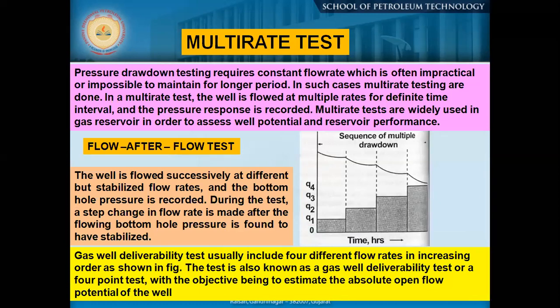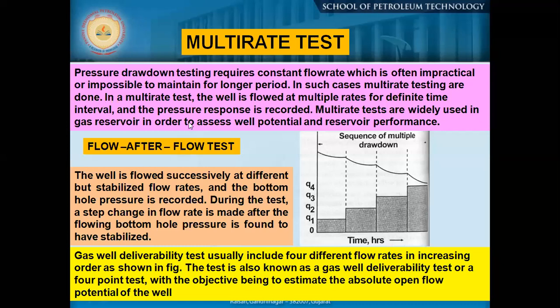Okay, so the pressure drawdown test requires a constant flow rate, which is often impractical or impossible to maintain for a longer period. If you want to produce at a specific rate Q, sometimes fluctuation occurs. So generally we could not maintain the flow rate. In such cases, multi-rate testing is done.